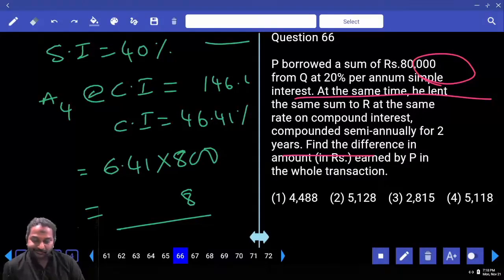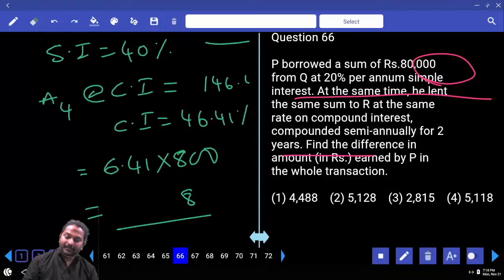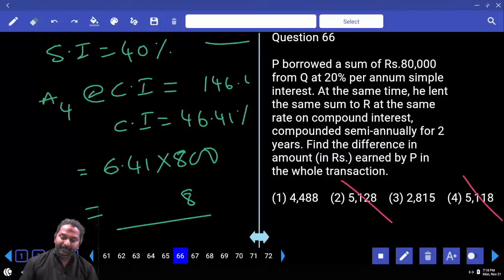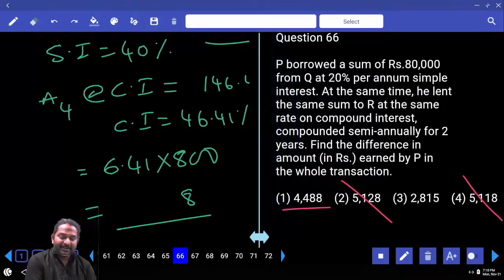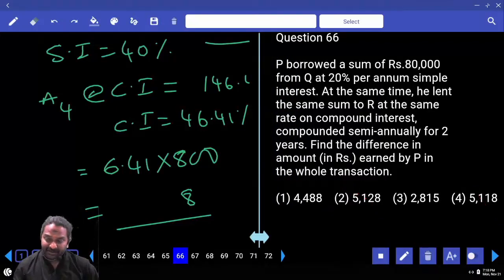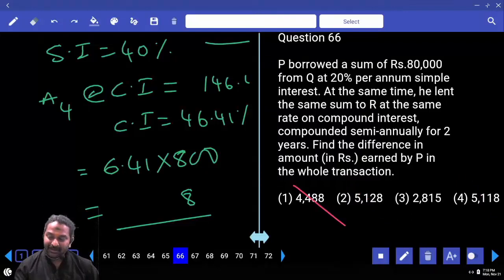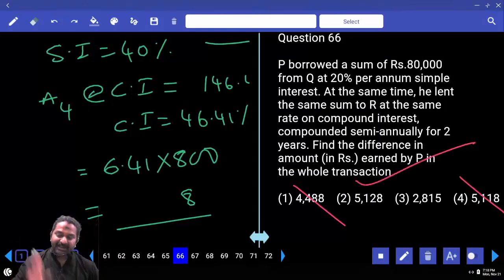This can be the one, that cannot be. The answer is done. This fellow cannot be the one, this fellow cannot be the one. 4488 is the final answer. Should I tell you how? Why? Oh, wait. This one cannot be the one, this one cannot be the one. Second is final. Should I tell you?